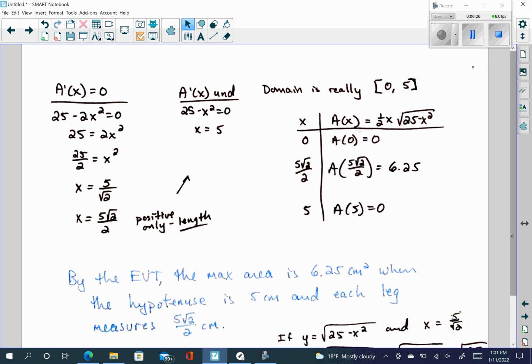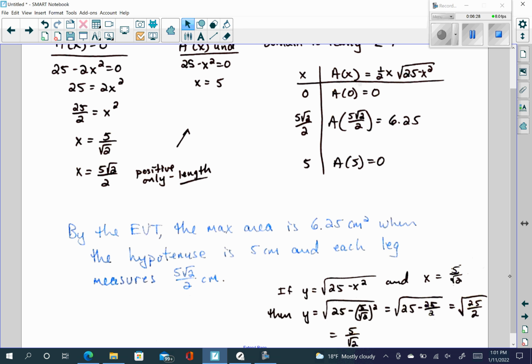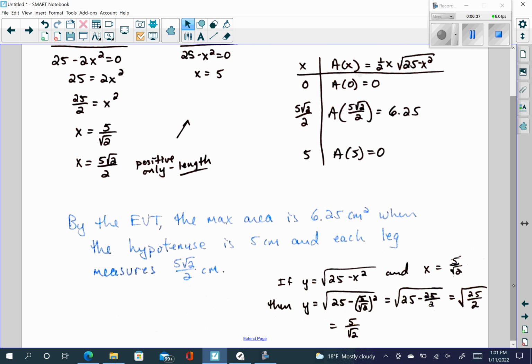So again, we say by the extreme value theorem, the max area is 6.25 square centimeters when the hypotenuse is 5 centimeters and each leg measures 5 radical 2 over 2 centimeters. So even though I got x to equal 5 radical 2 over 2, I just substituted it back in to see what y is. And it actually turned out to be the same as well, 5 over radical 2 or 5 radical 2 over 2.